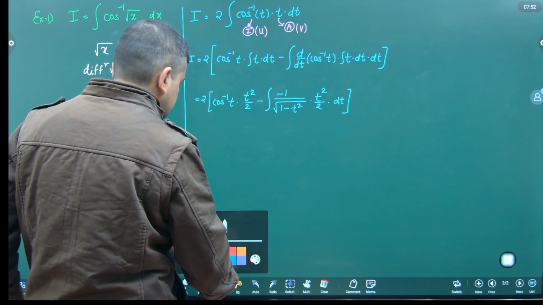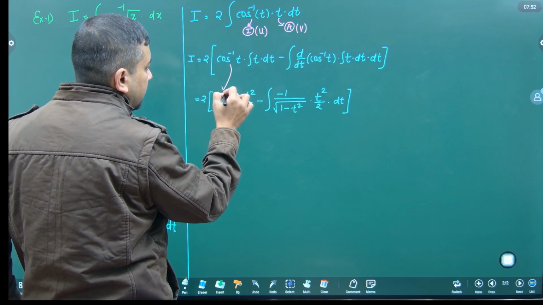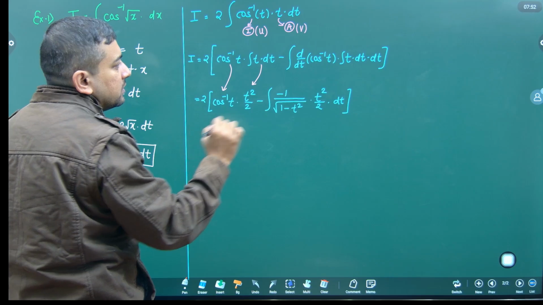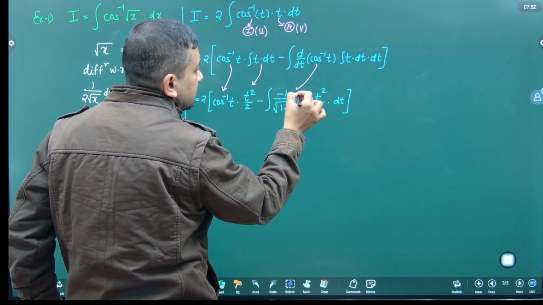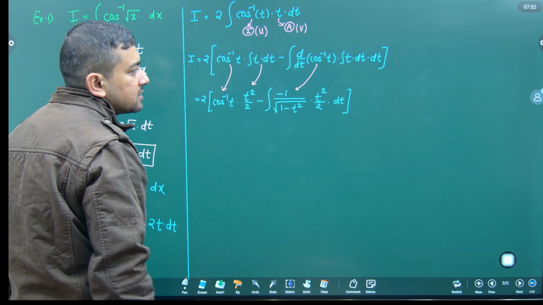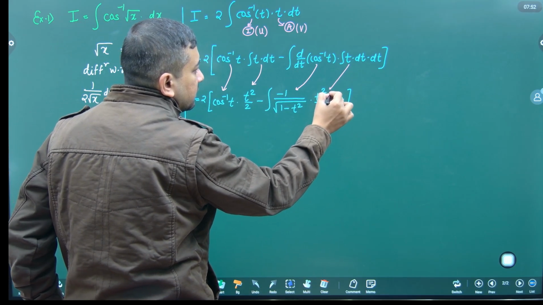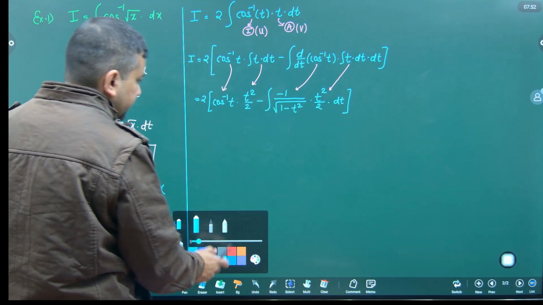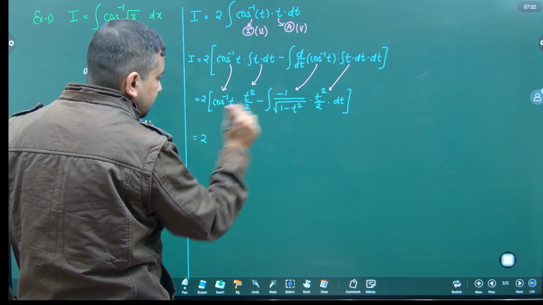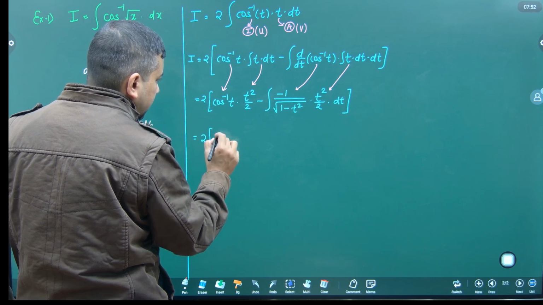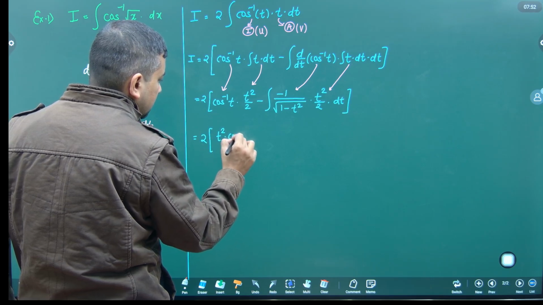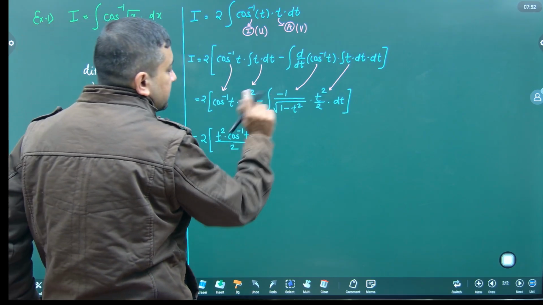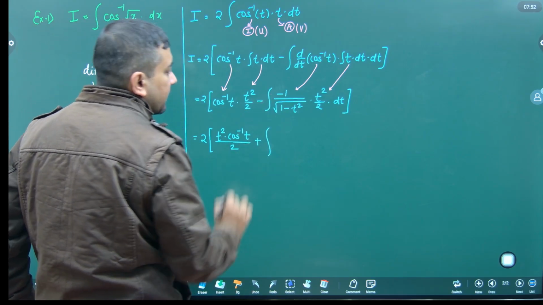Are all the terms clear? See here, cos inverse t we have taken as it is, then integral of t dt is t square by 2, then the derivative of cos inverse t is minus 1 upon under root 1 minus t square, and integral of t is t square by 2. Now let us find this integral. So 2 in bracket, this is t square into cos inverse t upon 2, correct? Now minus minus, it will become what? Plus, and what term are you having?